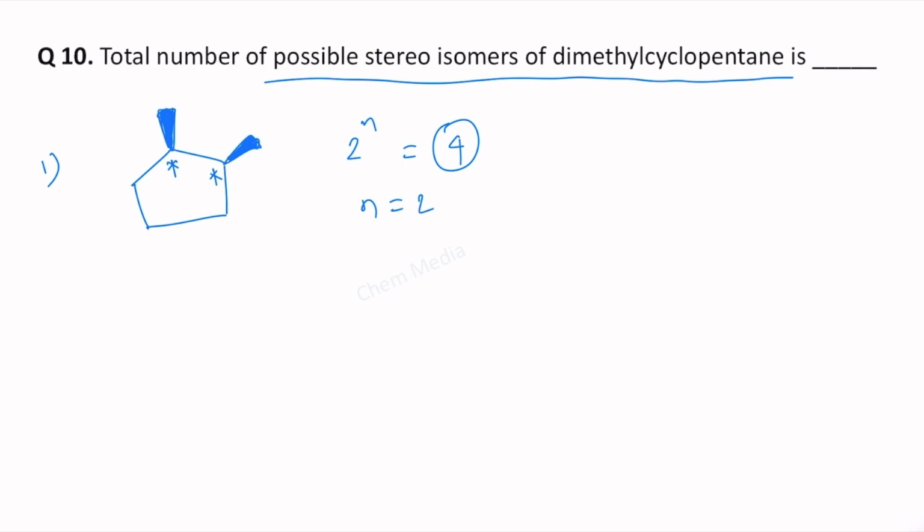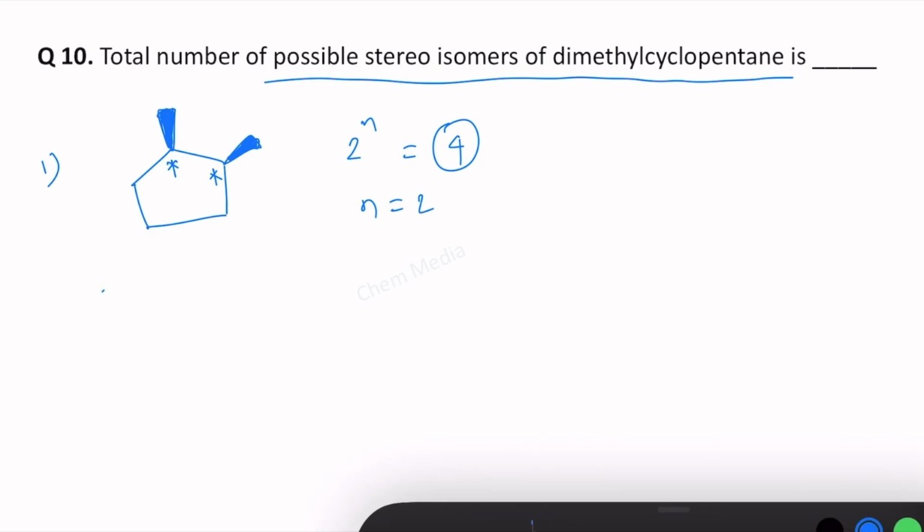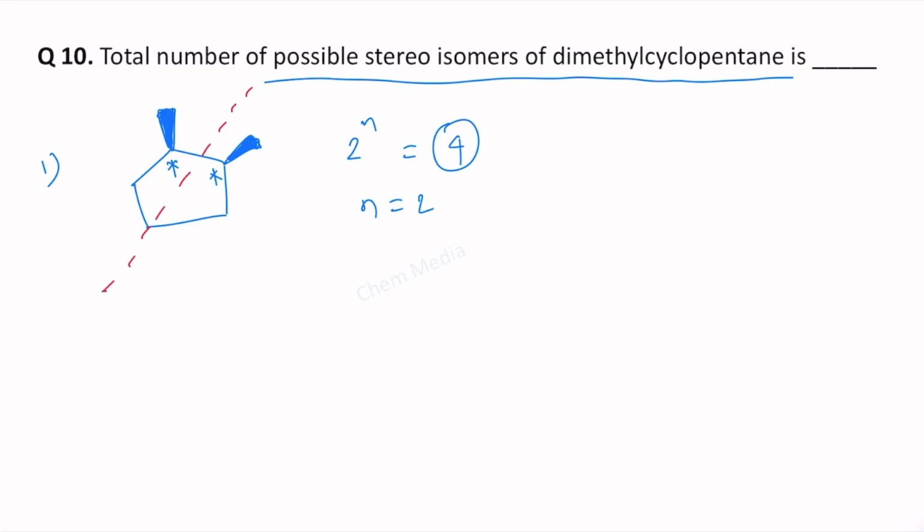No, because this is a meso compound. The molecule has a plane of symmetry. Half of the molecule is a mirror image to the other half. So, what will happen when we have a meso compound? We won't get the maximum isomers, 4. We will get only 3 isomers, isn't it?